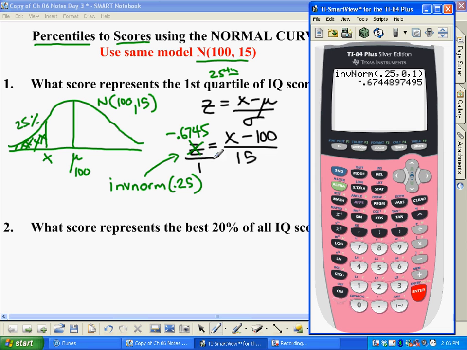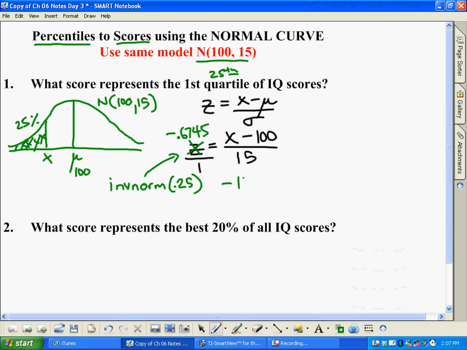And if we go ahead now and actually cross multiply, once again going back to the calculator here, I'm going to take my answer and multiply by 15, so times 15, enter. So I get negative 10.1. So negative 10.1 equals, and 1 times this is x minus 100. And if I go ahead and add 100, I'm going to get 89.9 equals x, or it's about 90. So about 90 would be the first quartile.